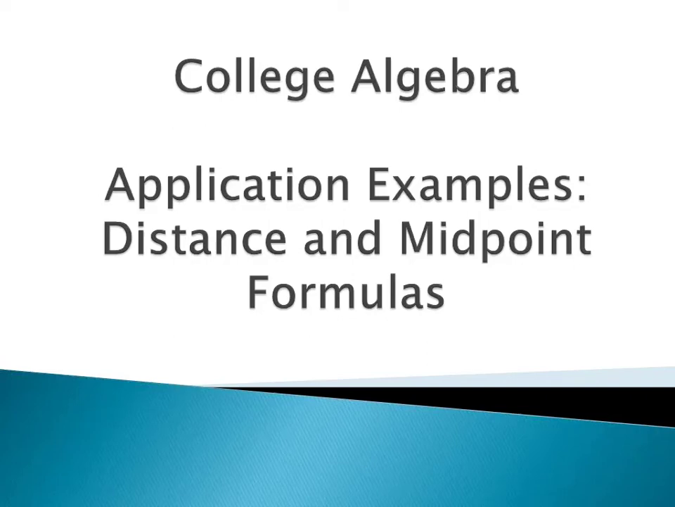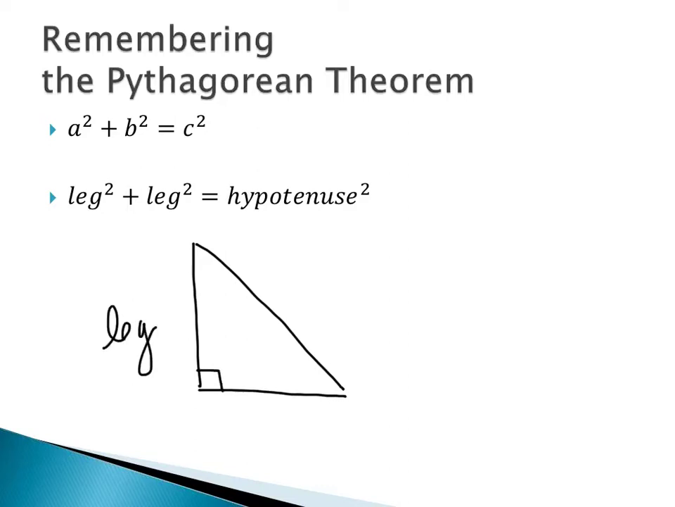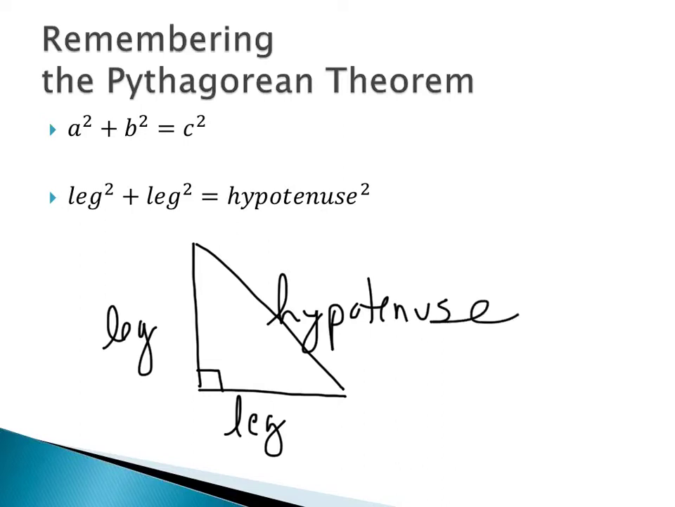Let's take a look at a couple of distance and midpoint formula applications. First, we need to remember that the Pythagorean theorem only deals with right triangles. And so you have to have a right triangle, and it's leg squared plus leg squared equals the hypotenuse squared. This is important in our example because the hypotenuse is always the longest side. They're not going to call it the hypotenuse, but you have to know that the longest one is going to be able to go here on this side and be squared, so then it's leg squared equals hypotenuse squared.